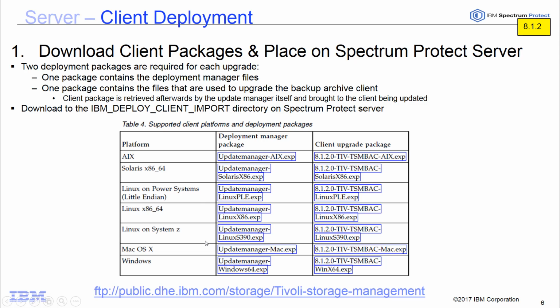Next, you'll actually download the client packages and place them into that Spectrum Protect server directory you set aside. And all of these packages are going to be available out on this FTP site here. Now, there are two deployment packages for each upgrade. One is the deployment manager package, and one is the client upgrade package. And we've separated these so that if all we're doing is upgrading the version of the client, it's not necessary to update the deployment manager as well. So you'll download whatever platform you're looking for, both of these packages, into your IBM Deploy Client Import directory.